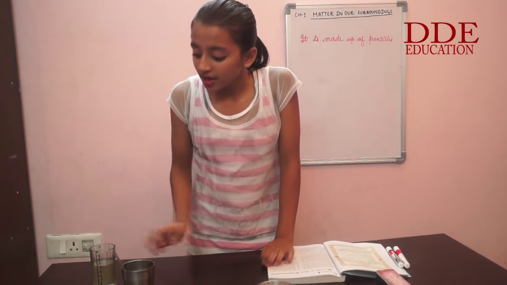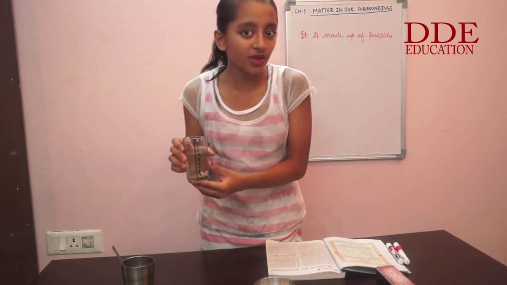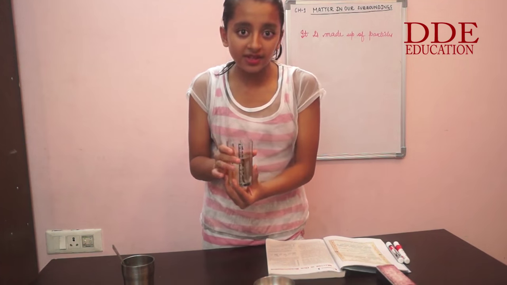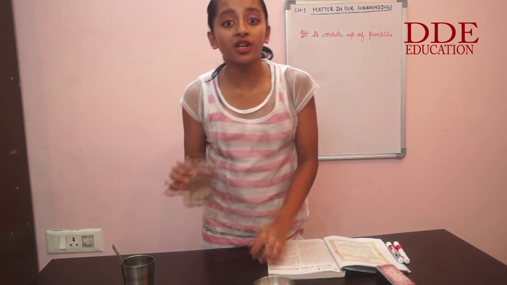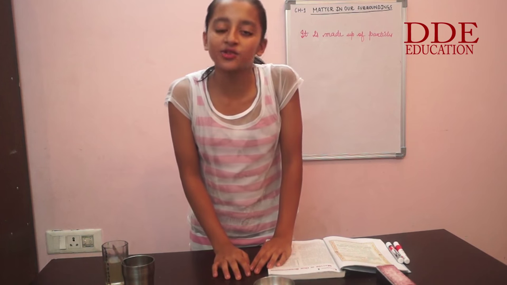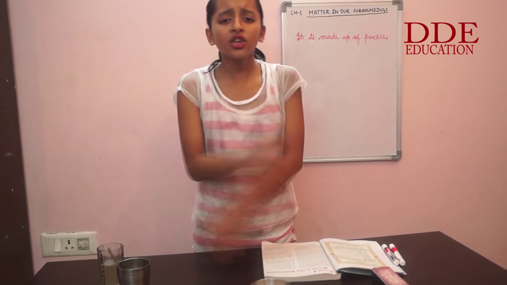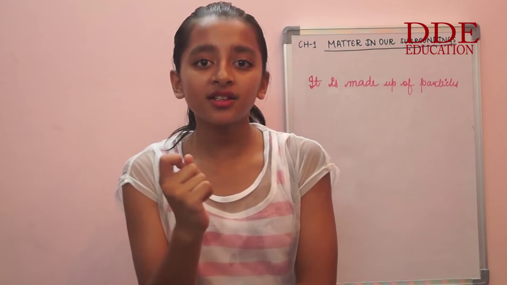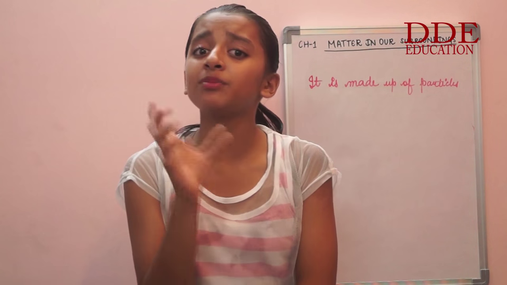That's why our volume didn't increase. Otherwise, if they didn't have spaces between them, then the volume of the water must have increased. So this means that matter is made up of particles and the particles have spaces between them. Now you must be wondering how small these particles of matter are. Very small. We will do another experiment to show that particles of matter are really very small.